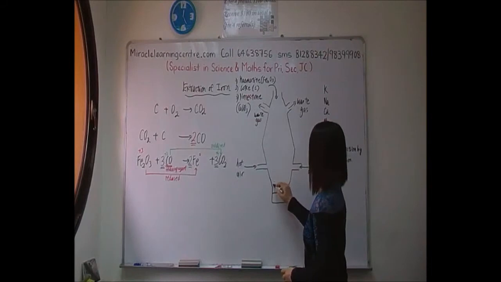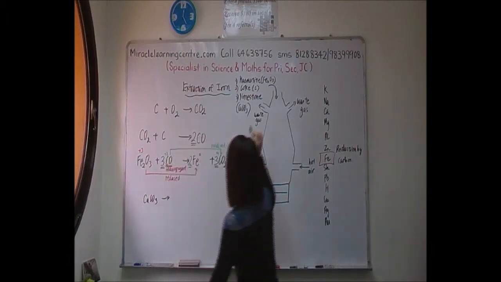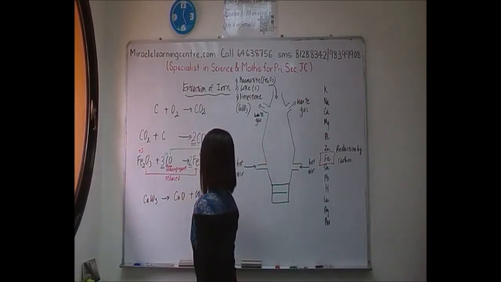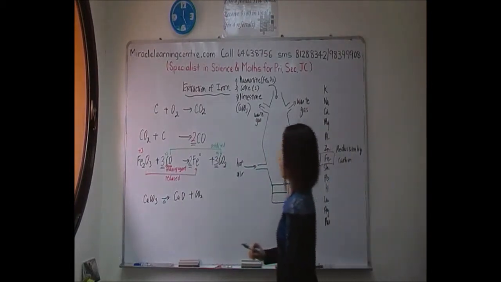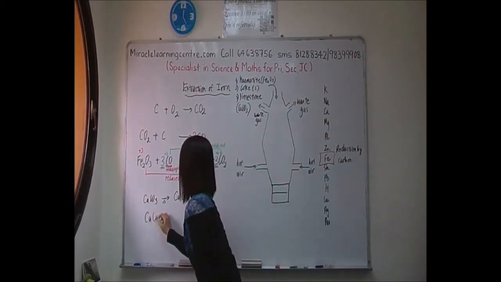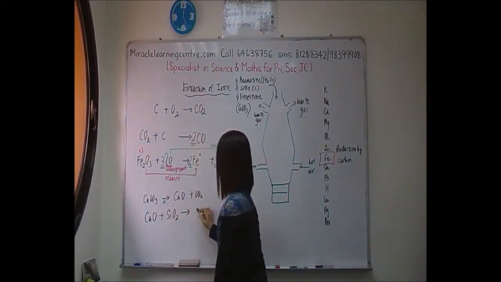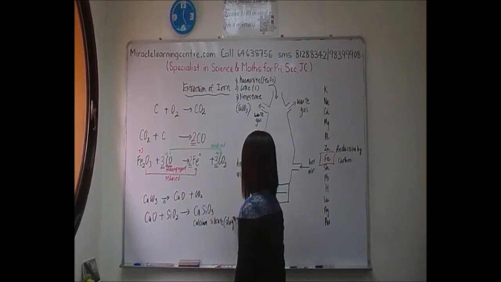Next we will have calcium carbonate, which is also added here. Calcium carbonate will break down to become calcium oxide and carbon dioxide on heating. What is the purpose of having calcium oxide? Calcium oxide is needed to remove acidic impurities like silicon dioxide to become calcium silicate, also known as slag.